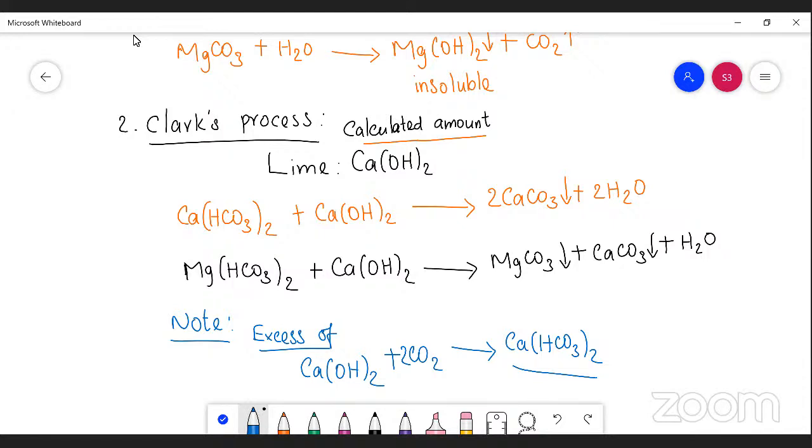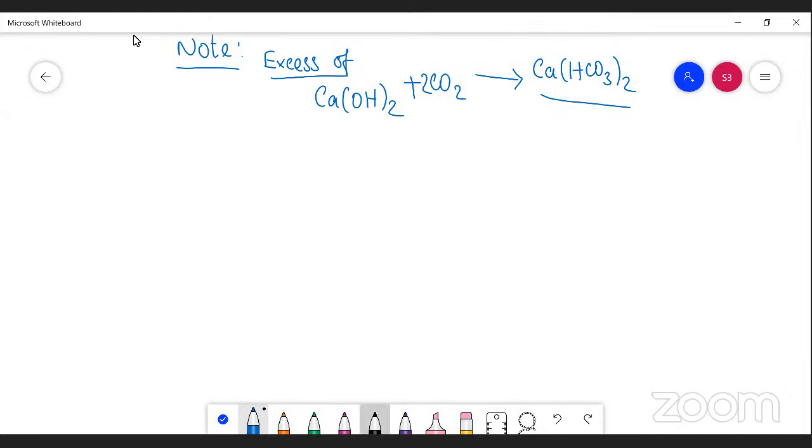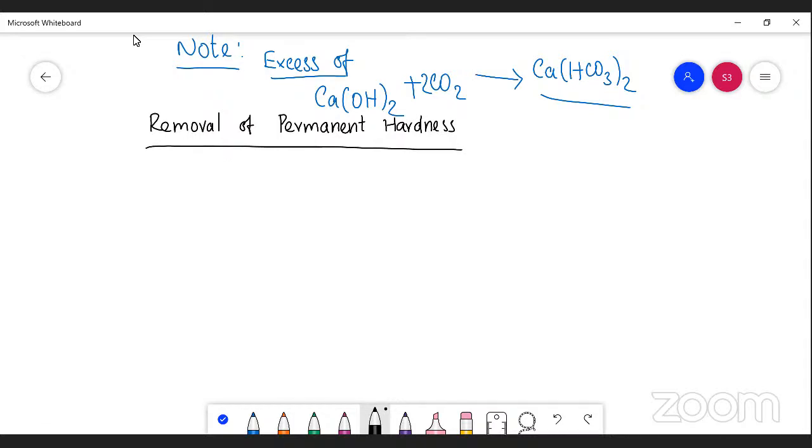Okay. And next we are doing removal of permanent hardness. How will you remove permanent hardness?